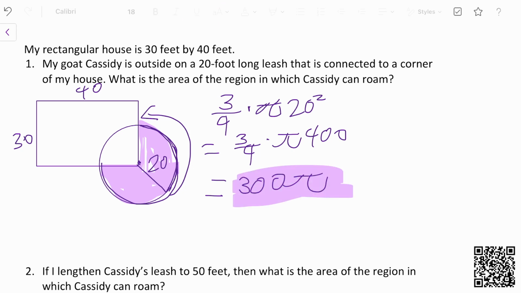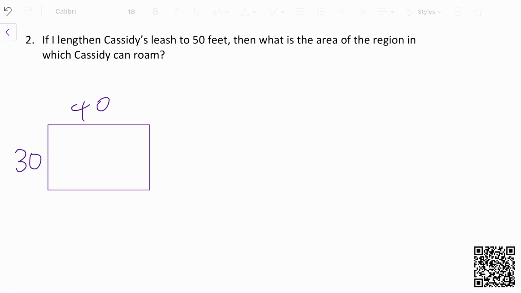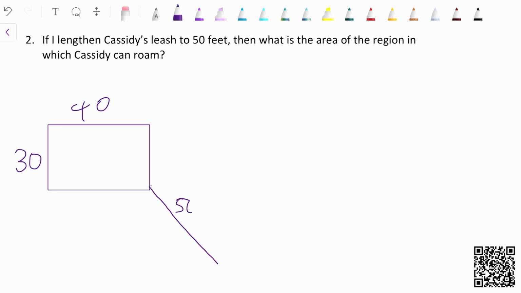Moving on to problem number 2, this one is slightly more complicated. If I lengthen Cassidy's leash to 50 feet, then what is the area of the region in which Cassidy can roam? Let's assume that we're still on the same corner, because it doesn't really matter what corner she's on. So this is now a 50-foot long leash.